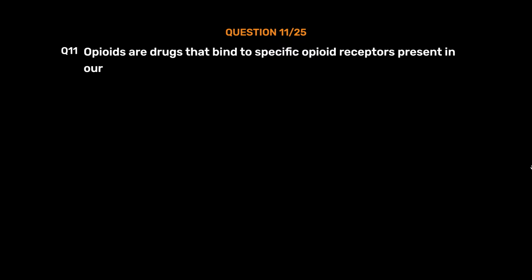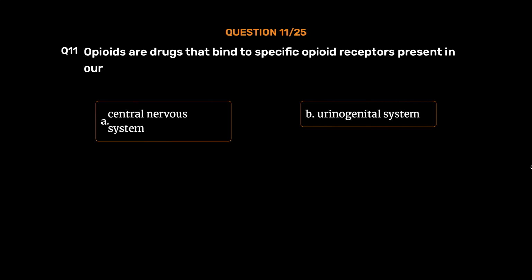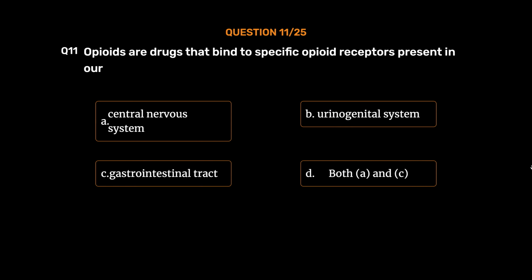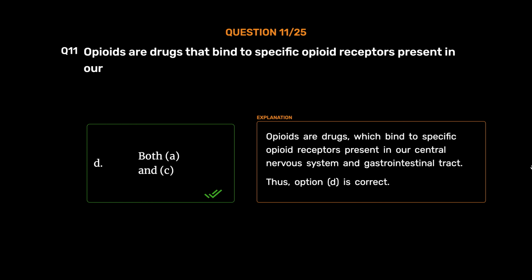Question number 11. Opioids are drugs that bind to specific opioid receptors present in our. Option A. Central nervous system. Option B. Urinogenital system. Option C. Gastrointestinal tract. Option D. Both A and C. The correct answer is Option D. Both A and C. Opioids are drugs which bind to specific opioid receptors present in our central nervous system and gastrointestinal tract. Thus, option D is correct.